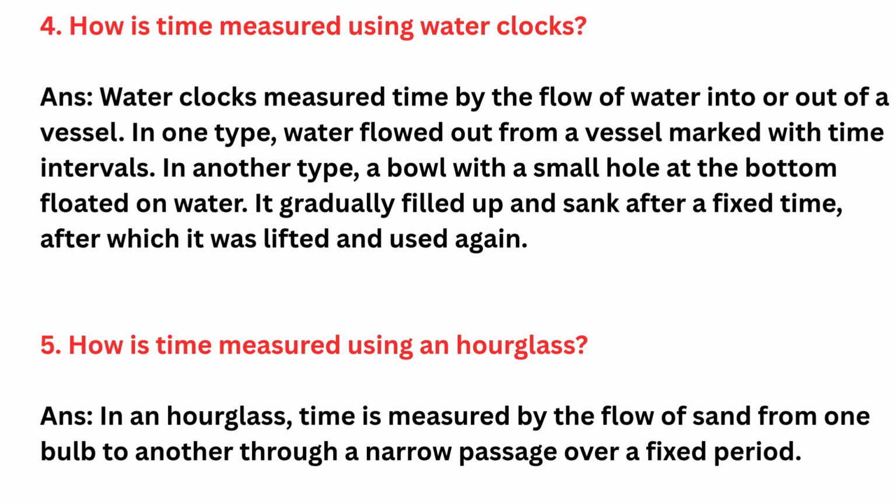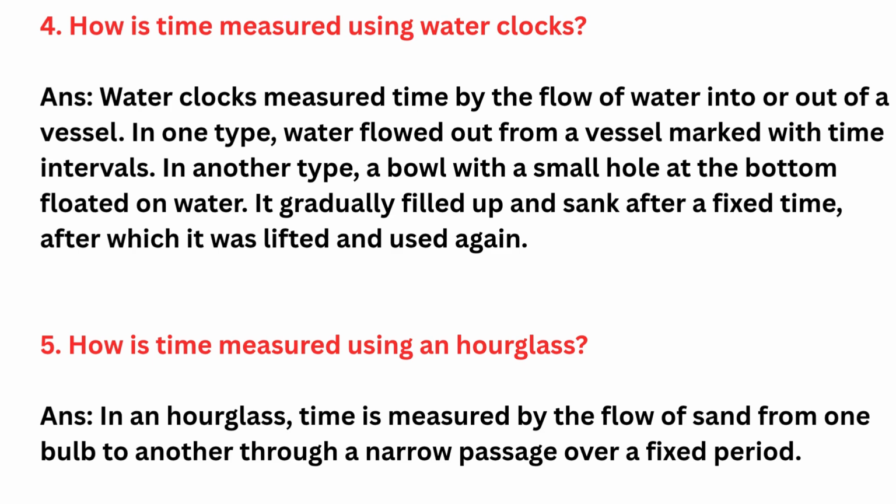Question number 4. How is time measured using water clocks? Answer: Water clocks measured time by the flow of water into or out of a vessel. In one type, water flowed out from a vessel marked with the time intervals. In another type, a bowl with a small hole at the bottom floated on water. It gradually filled up and sank after a fixed time, after which it was lifted and used again.